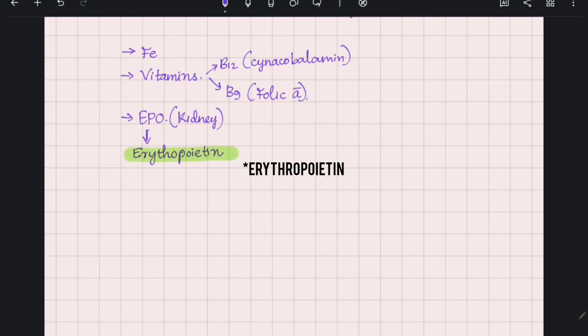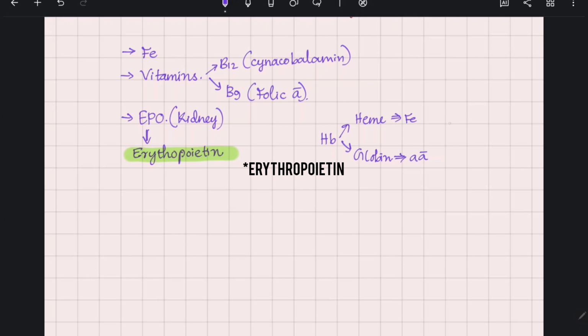Okay, so iron is there. We've discussed this. Vitamins are there, we're going to discuss that. And EPO, or erythropoietin, we're also going to see. So for RBC production, the main component, hemoglobin, needs two parts, right? Which are they? Hemoglobin needs two components. One is heme and the other one is globin. So for the production of globin, we need amino acids. For the production of heme, we need majorly iron.